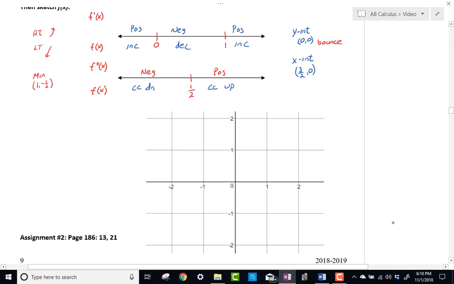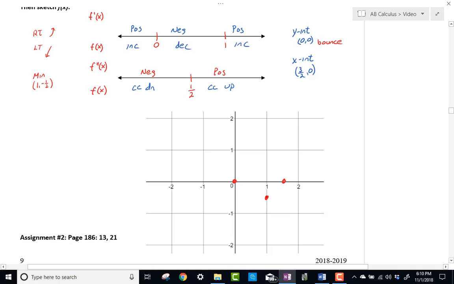That looks better. All right, so I'm going to start by graphing the points that I know are here. So I know I've got a 0, 0. I know I have the point 3/2, 0, so that's over here. I know I have a minimum at 1, negative 1/2. So I have a minimum right here.